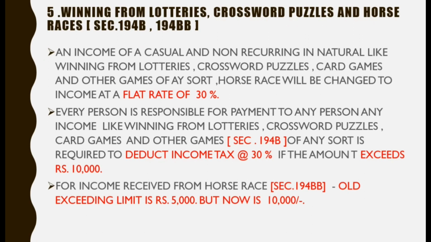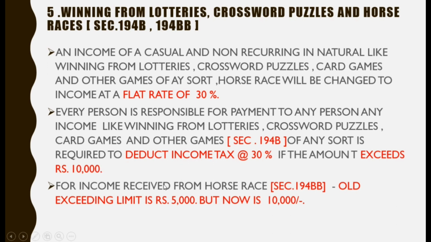Then next, winnings from lotteries, crossword puzzles and horse races, etc. Here it says that if anyone has won lotteries, crossword puzzle games or horse races, etc., these are also casual or non-recurring income in nature. So it should be taxable at a flat rate of 30% if the amount exceeds rupees 10,000.